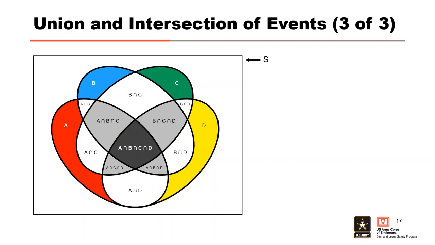Obviously, the more events you have, the more complicated it gets to account for the intersection, hence the need for De Morgan's rule, which will be discussed later in this course. The diagram here shows four intersecting events, and I think you can imagine how much more complicated the diagram would become as you add events.